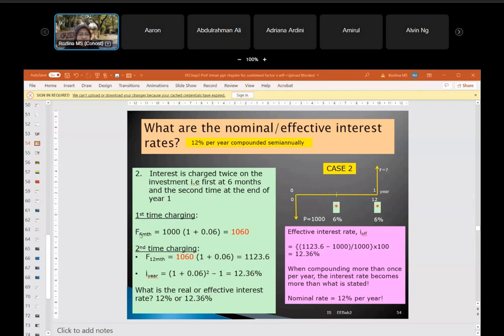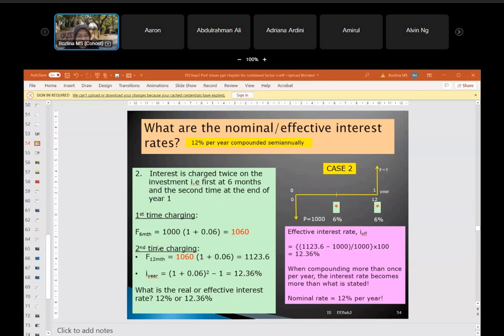F for the first 6 months: 1,000, this one is P, times 1 plus 6%. Why 6%? In this question it is 12%, so the 12% is divided by 2. This is the nominal method, just divide by 2. So we get 1,060.